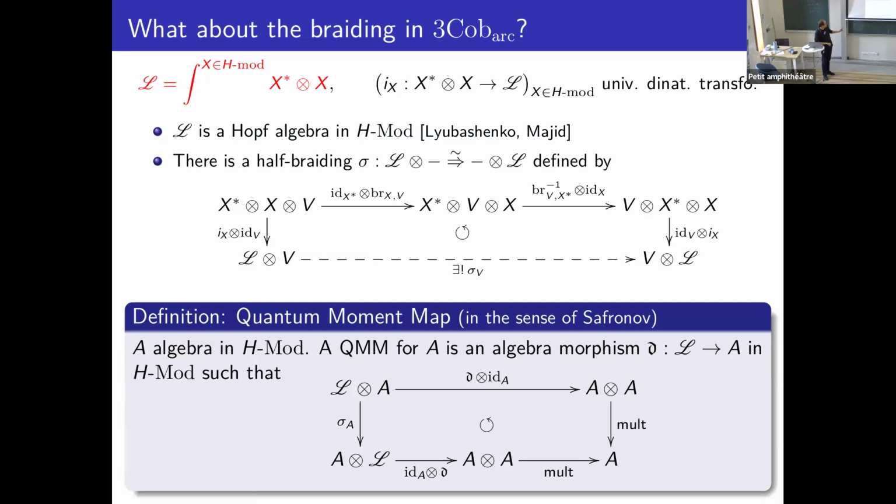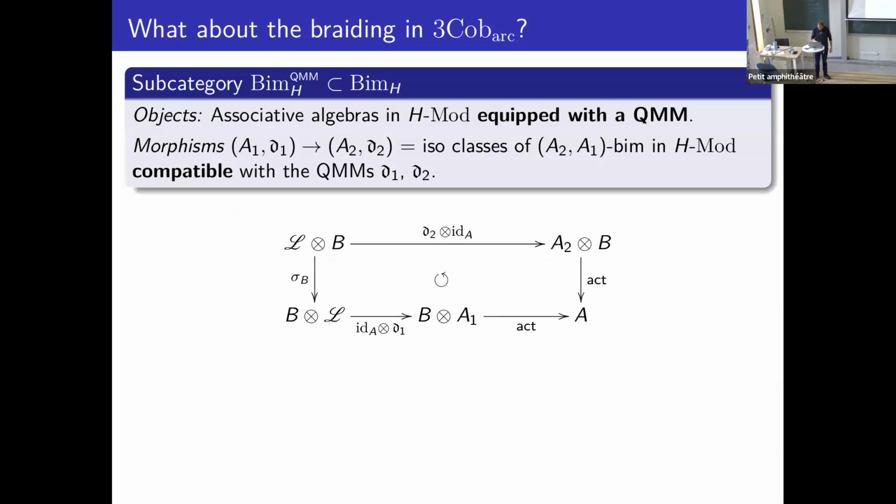There is another definition of quantum moment map which is easier to understand. So I can explain at the end if you want. Because this is the categorical definition, but there is an older definition which is easier to understand. I will just be short here, just to explain why this appears. Thanks to this quantum moment map, you can define a subcategory of BIM H, where now the objects will be pairs. So you have an algebra and you have a quantum moment map for this algebra. And you see, since the quantum moment map is a morphism from the coend to the algebra.